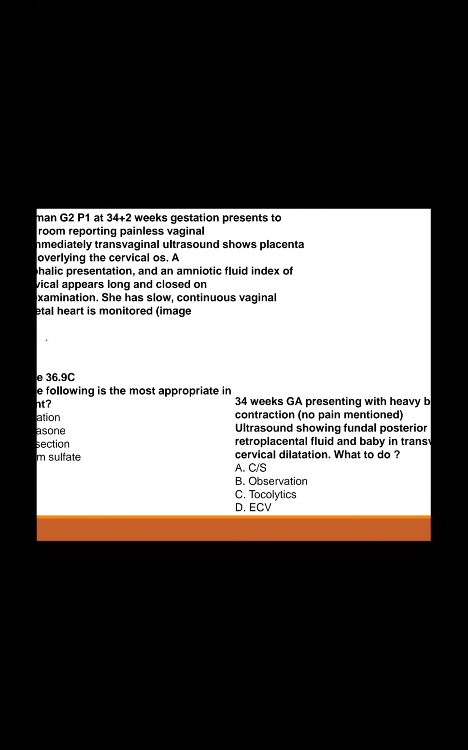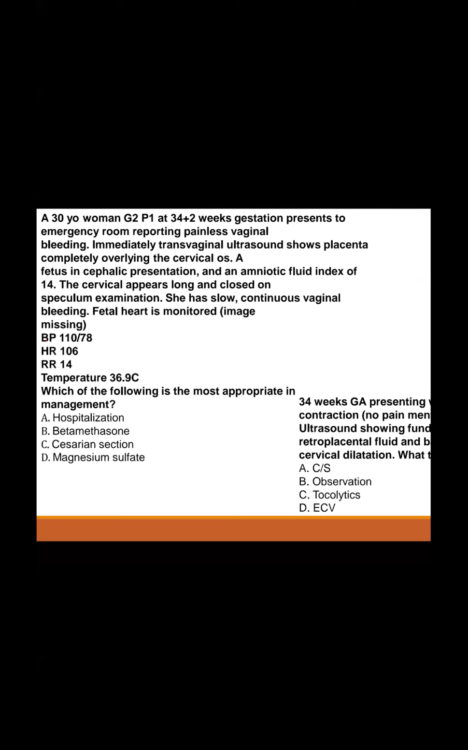A 30-year-old woman, gravida 2 para 1 at 34 weeks plus 2 days of gestation, presents to the emergency room reporting painless vaginal bleeding. Immediately, TVS shows placenta completely overlying the cervical os, a fetus in cephalic presentation, and an amniotic fluid index of 14.